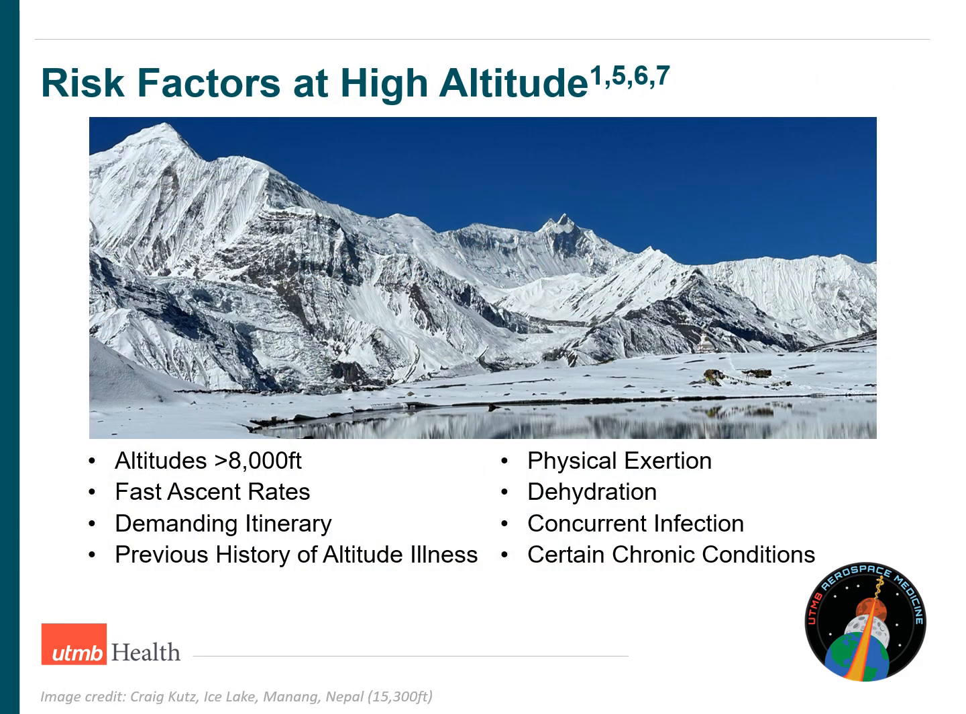Let's look at some risk factors that place people at higher risk for having problems at altitude. Rate of ascent is an important risk factor, particularly with a quick rate of change in sleeping altitudes. Certain chronic medical conditions, such as pulmonary hypertension, also increase the risk of high altitude pulmonary edema, or HAPE.